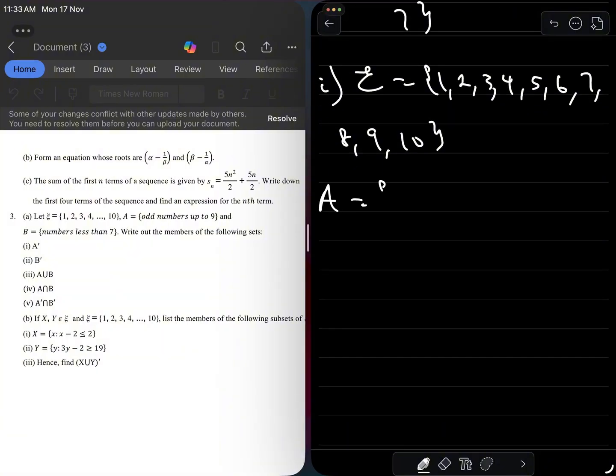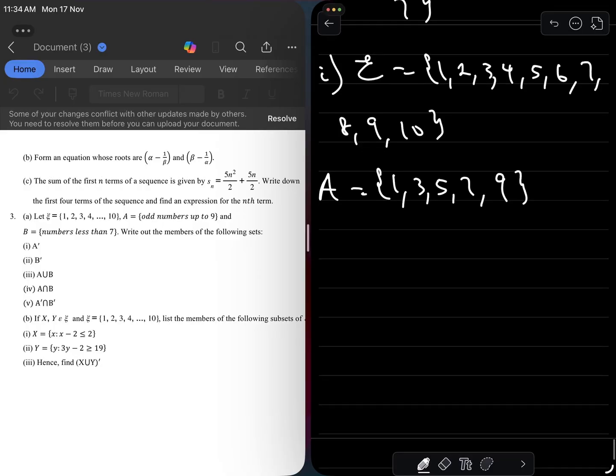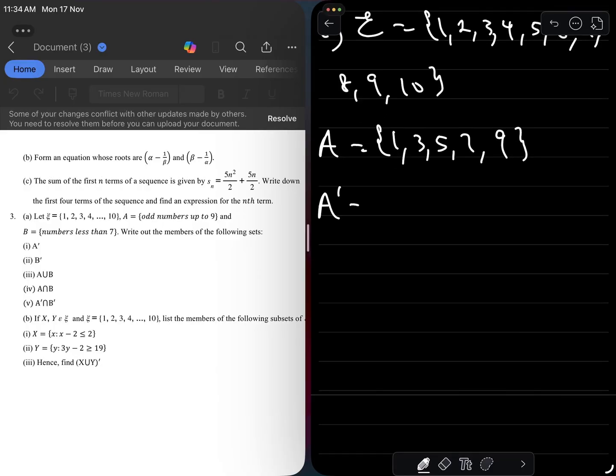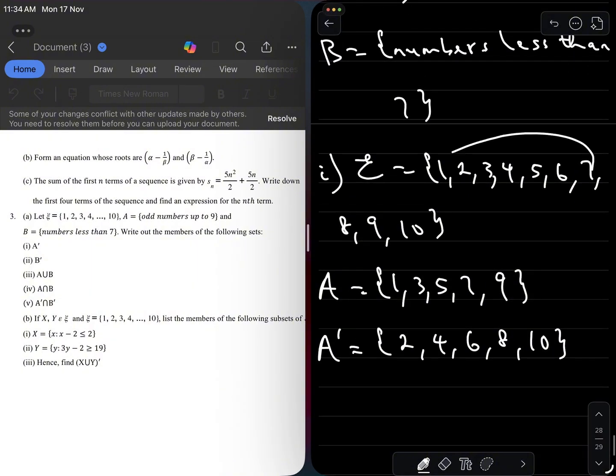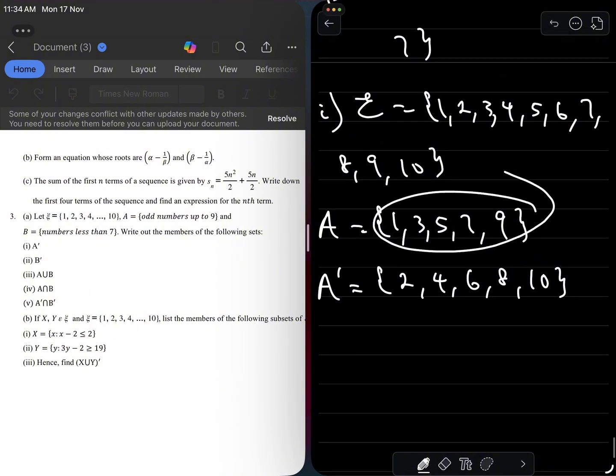So the elements of the set A, which are odd numbers up to 9, will be 1, 3, 5, 7, and 9. That means the elements of the set A complement will be 2, 4, 6, 8, 10. Those are the elements that are in the universal set, but not in set A.